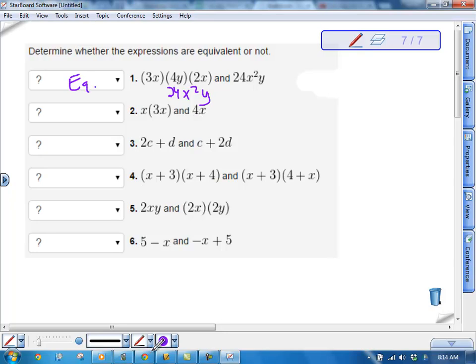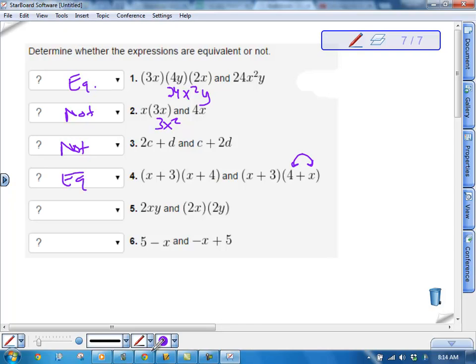Next one, this is 3x squared, and that's 4x, so they're not equivalent. Next one, 2c, and this is just 1c, so obviously they're not equivalent. You need 2c and 2c, obviously. Next one, x plus 3, x plus 4, this is x plus 3. Addition is commutative as well. These are switched, but it doesn't matter. 4 plus 2 is the same as 2 plus 4, or whatever x happens to be. So that's true, they're equivalent.